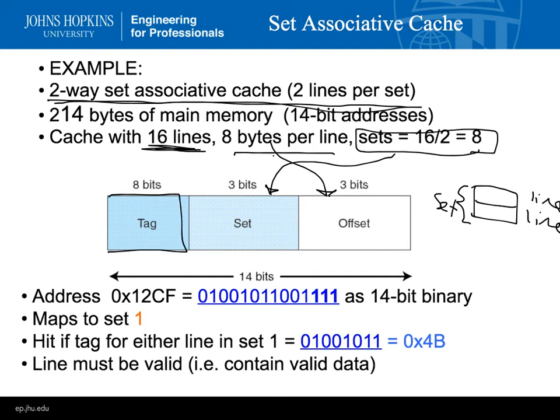So now if I want to go to this address, we look at it as 14-bit binary, here's our binary address. This is the offset. And this is the set. So the set number is 1. We go to set 1 and see if either of the 2 lines in set 1 have this tag. If so, it's a hit.